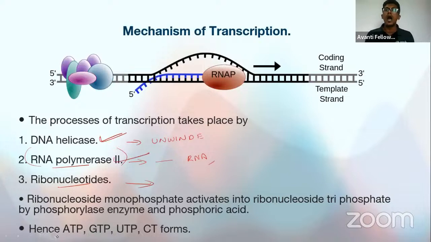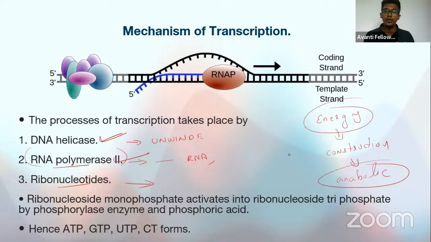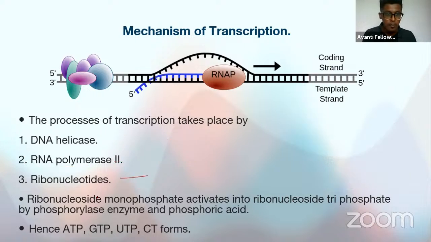What are ribonucleotides? I told you, for any polymerization reaction, for any biochemical reaction you take, what is required? We require energy. Especially for what? For something called construction. What is construction? Construction is also called anabolic reactions. For every anabolic reaction, you require energy. So where do we get energy? Energy is coming from your ribonucleotides.